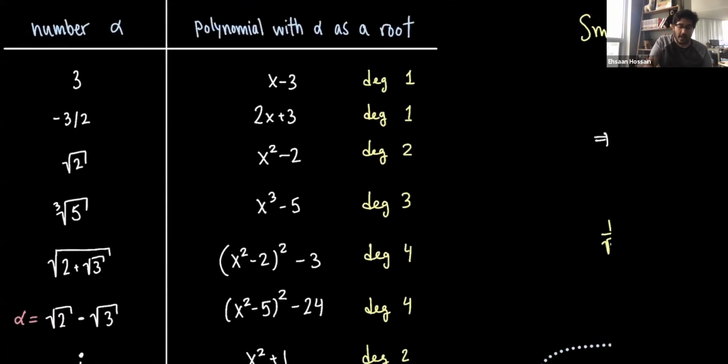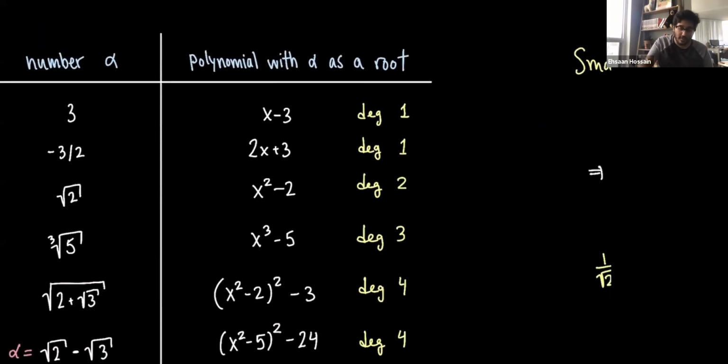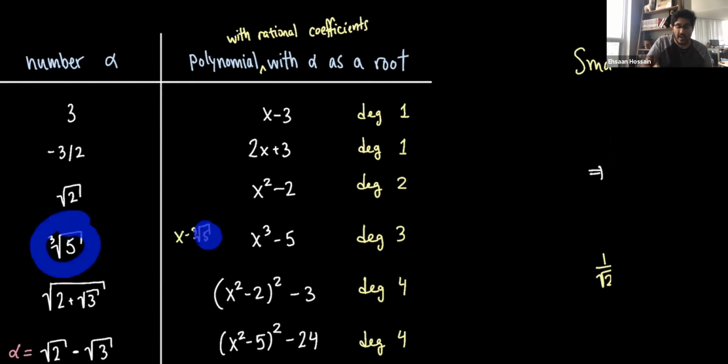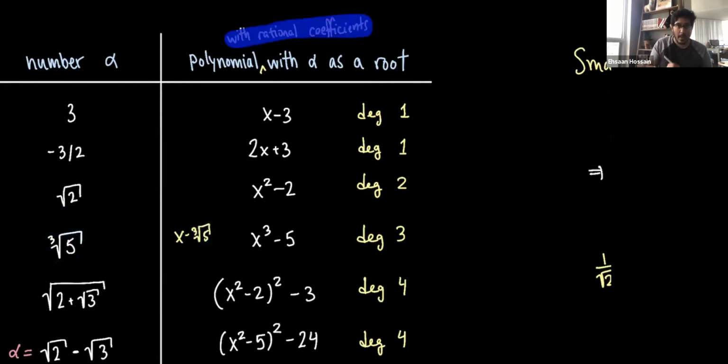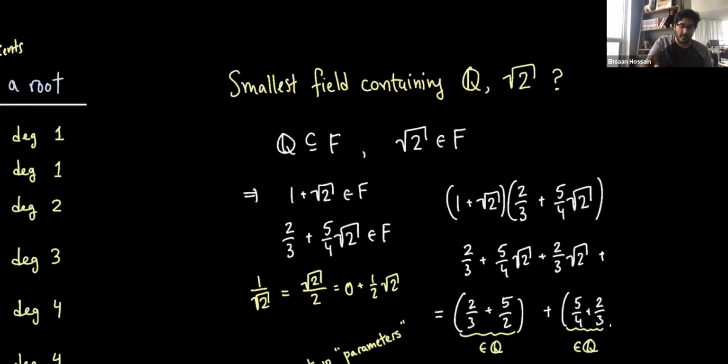I said polynomial with alpha as a root. I should have said a polynomial with rational coefficients. We were just doing that naturally, but that is a more precise way to say it. The way I said it, you could have given me this polynomial, x minus the cube root of 5. That has the cube root of 5 as a root, but it has an irrational coefficient. So I should have said with rational coefficients, because we're talking about Q this whole time.